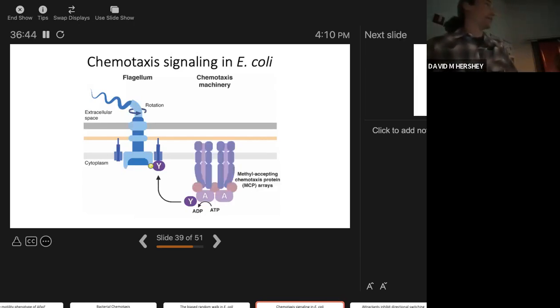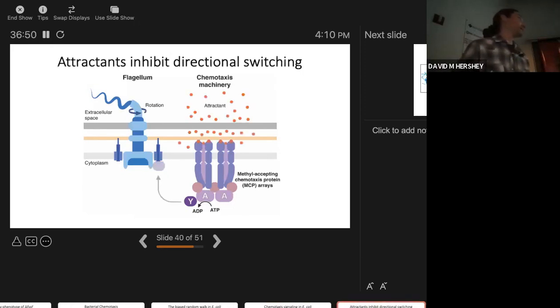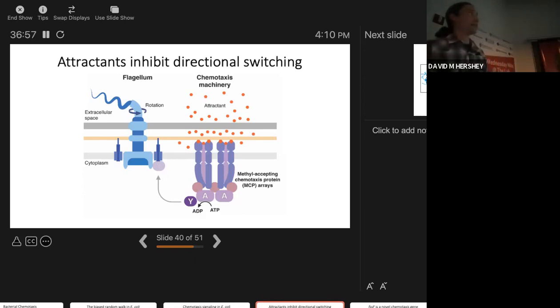CheA is associated with these big arrays of proteins called methyl-accepting chemotaxis proteins. And the only reason I'm talking about these is because these are the receptors for attractants, right? So when you have attractants present in the environment, they bind to these MCP proteins, they inhibit CheA, and this lowers the concentration of phosphorylated CheY and inhibits tumbling. So this is the molecular mechanism for how attractants inhibit tumbling.